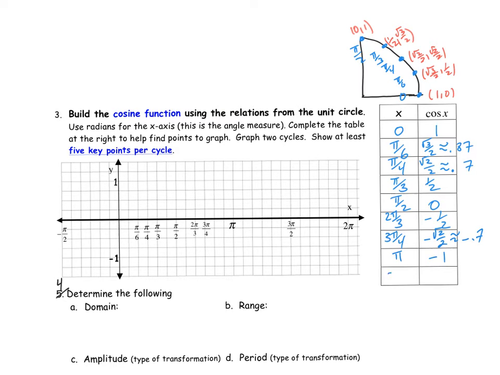And then we can do 3 pi over 2, the bottom of the unit circle. That will have an x coordinate of 0. And I'll add one cell on here. We'll have cosine of 2 pi. If we go all the way back around, that's going to be at 1.